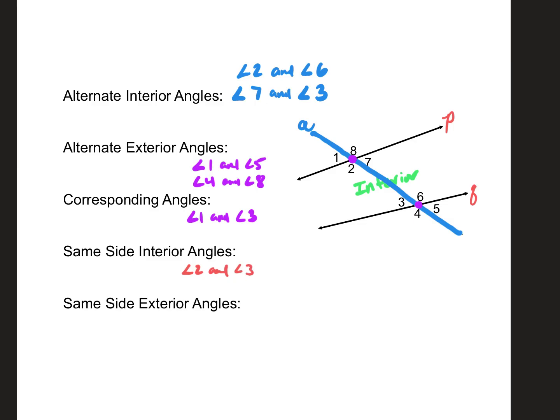Those are two interior angles at different intersection points here that are on the same side of the transversal, yet both in the interior. So 2 and 3, 7 and 6, or 6 and 7, those two angles could be same side interior angles. And then if you keep applying this kind of logic, hopefully you can kind of guess here, same side exterior angles then would be angles like 1 and 4.